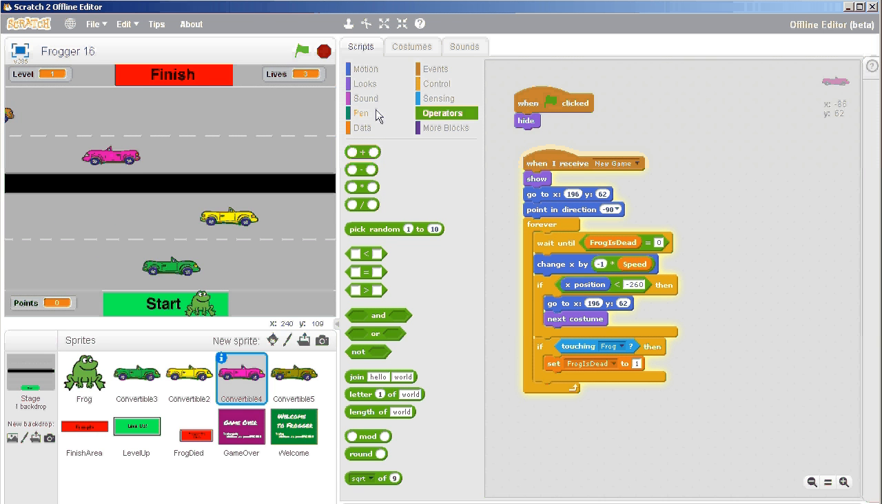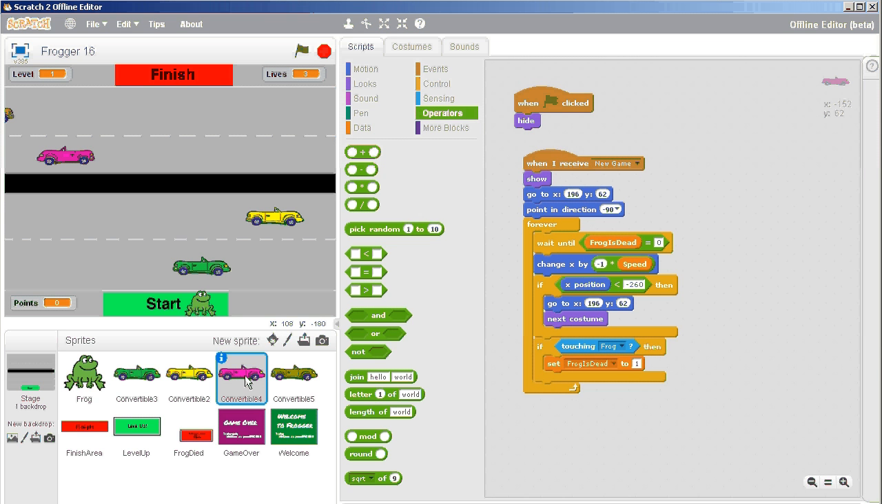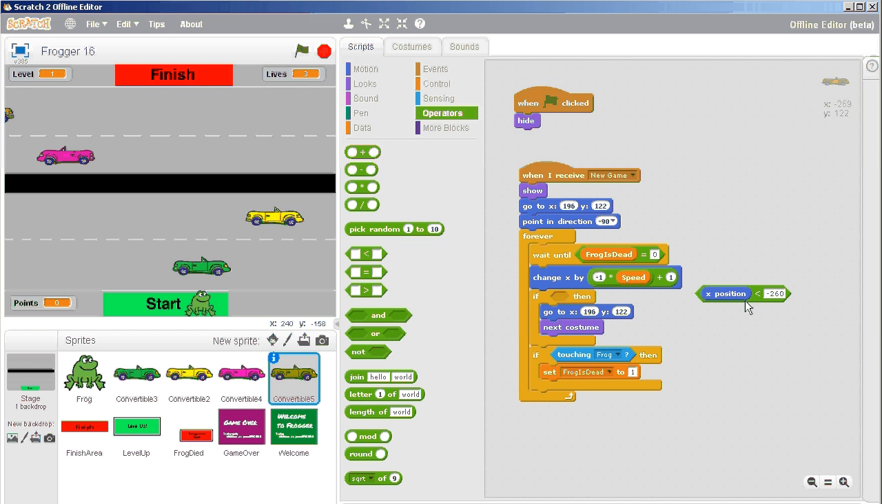That's no problem. So we'll just go to the brown convertible. And oh, it was 260. That should be -260. I don't know. Oh, it's really wrong. Oh, ha! I got the wrong one in there. No wonder I'm confused. So if the X position is to the left of -260, that's better.